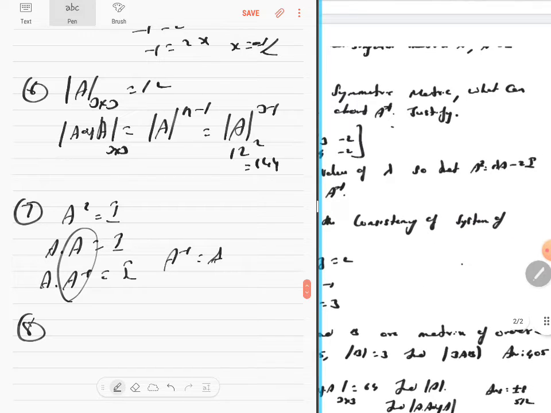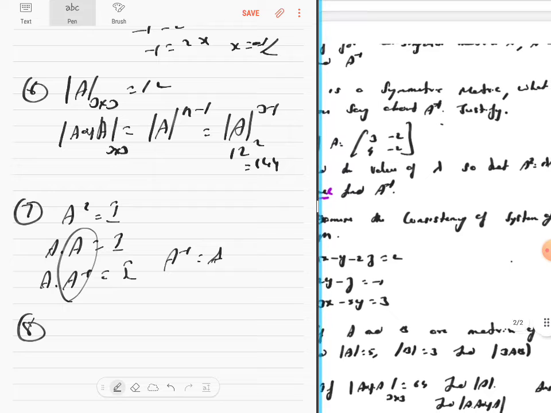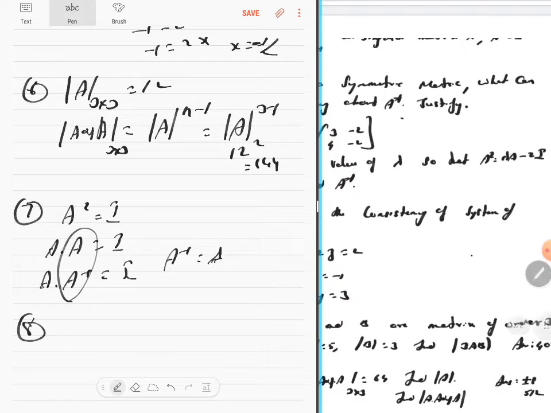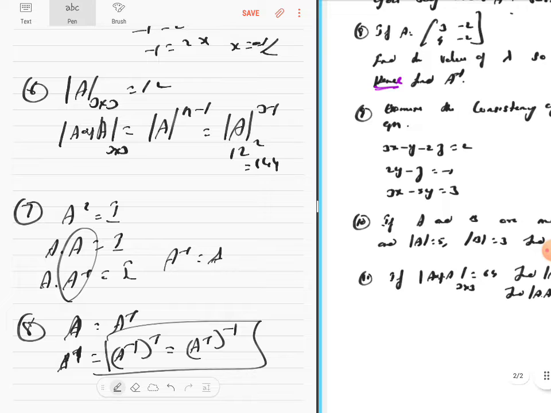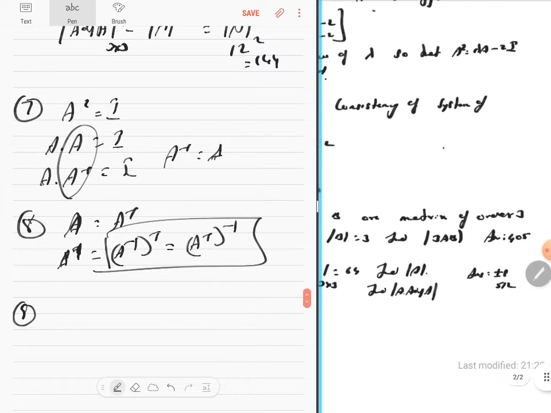A is a symmetric matrix, what can you say about A inverse? If A is equal to A transpose, A inverse will also be equal to A transpose the whole inverse. A inverse the whole transpose is the same as A transpose the whole inverse. This is the property. If A is equal to A transpose, what can you say about A inverse? A inverse will also be A inverse the whole transpose. That's all, right? Something to be thought about, this property, I want you to memorize it. That's why I didn't give an answer there.